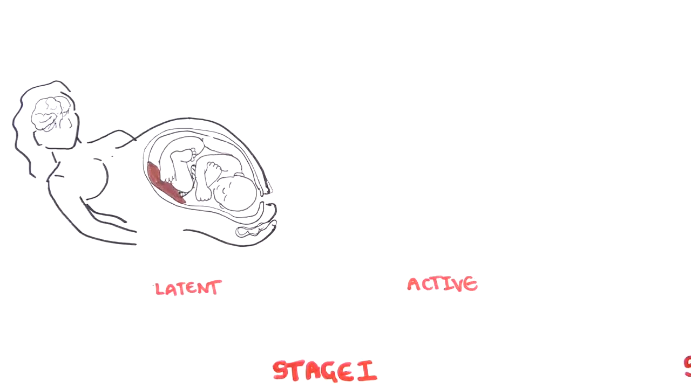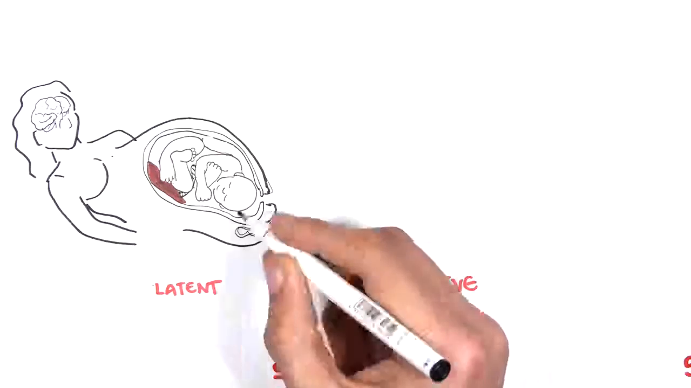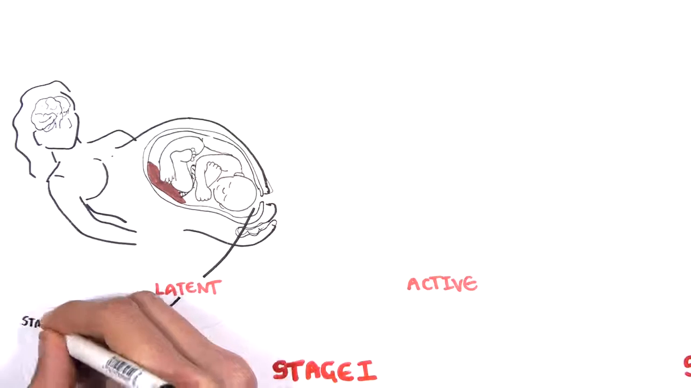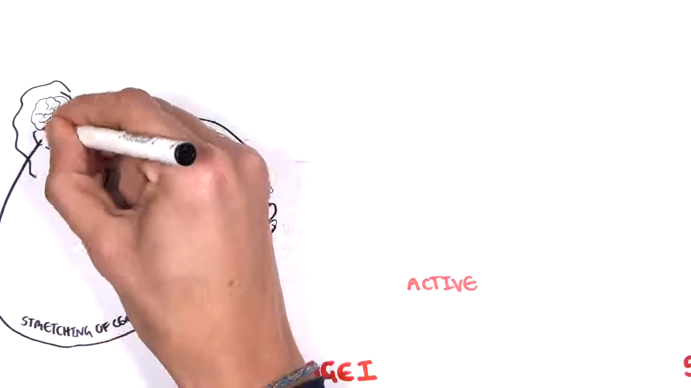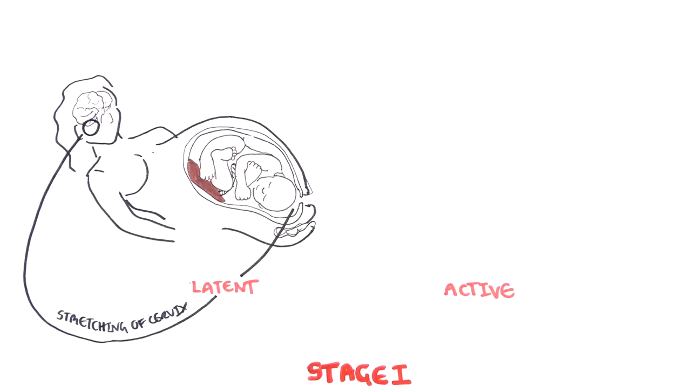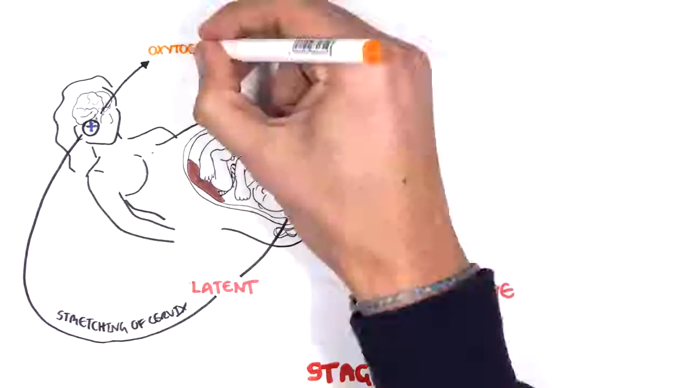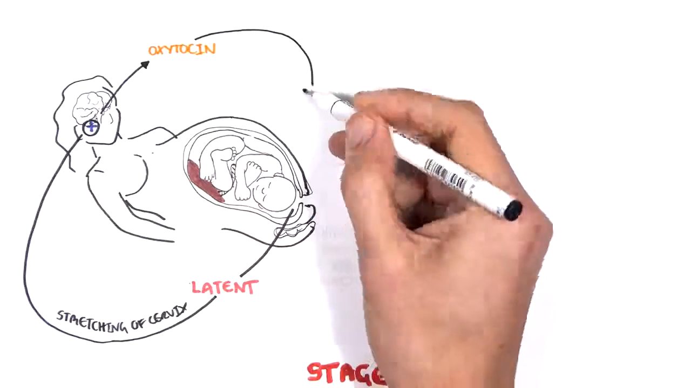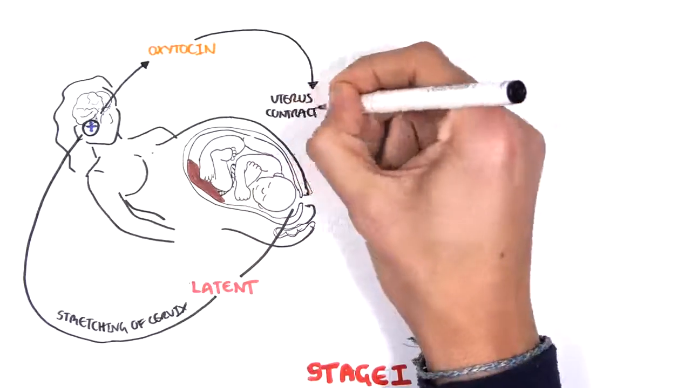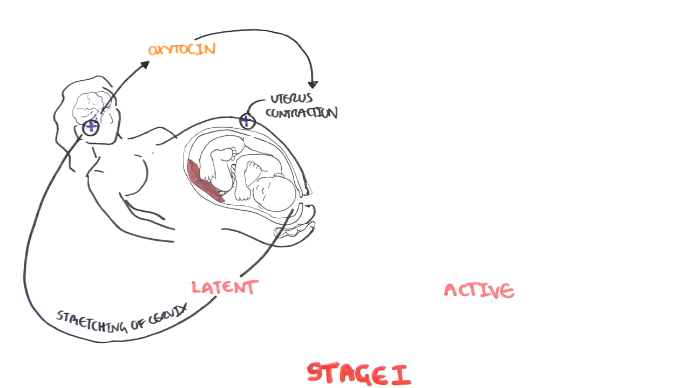So when labor begins, the cervix is actually being stretched by the baby due to release of certain factors. The stretching of the cervix will send signals to the brain. It will send signals to the hypothalamus and the posterior pituitary gland to release a hormone called oxytocin. Oxytocin will travel to the uterus via the blood and start stimulating uterine contractions.